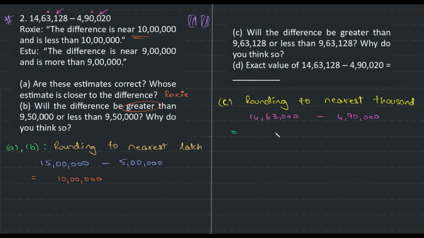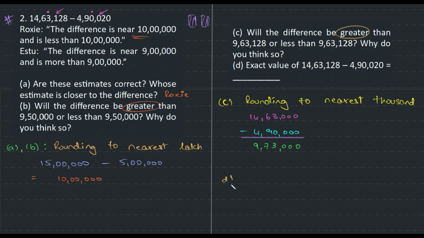And so the difference would be, actually I should have written it this way. I will do it that way itself. It's a much more convenient way to subtract. 0, 0, 0. This is 3. This is 7. And this is 9. Okay. So will the difference be greater? Yeah, it's greater.